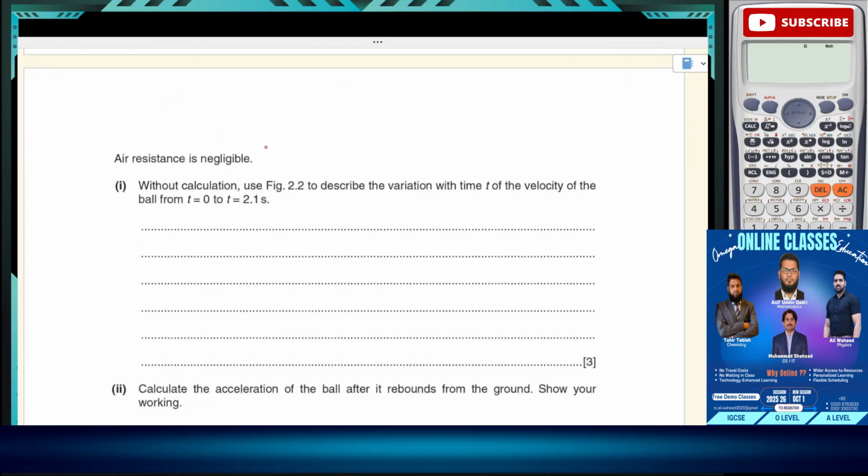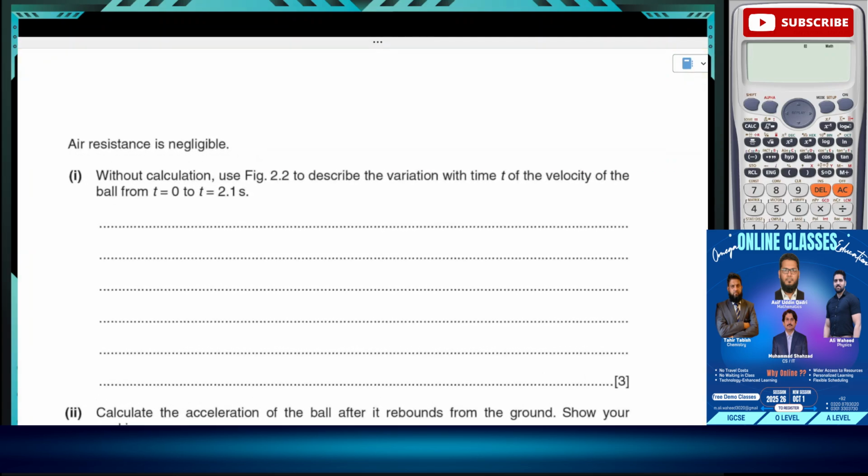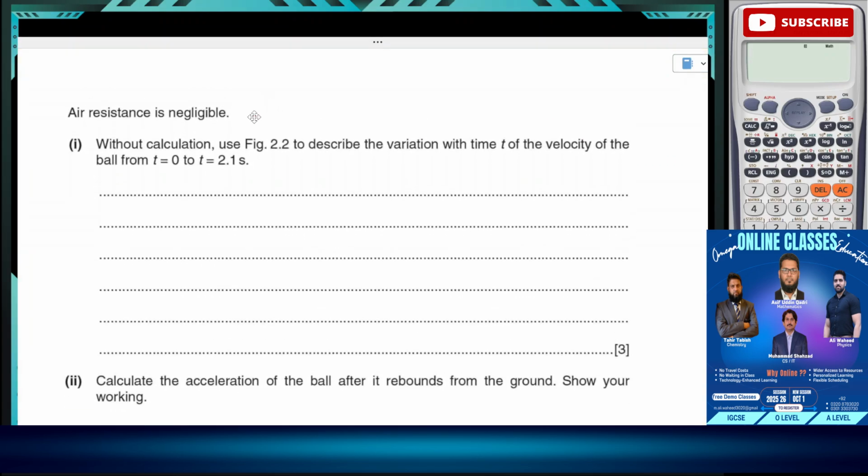Air resistance is negligible, which in most of the questions of kinematics they say, which means acceleration would be uniform. And that acceleration would be 9.81 meter per second square. It would be uniform.